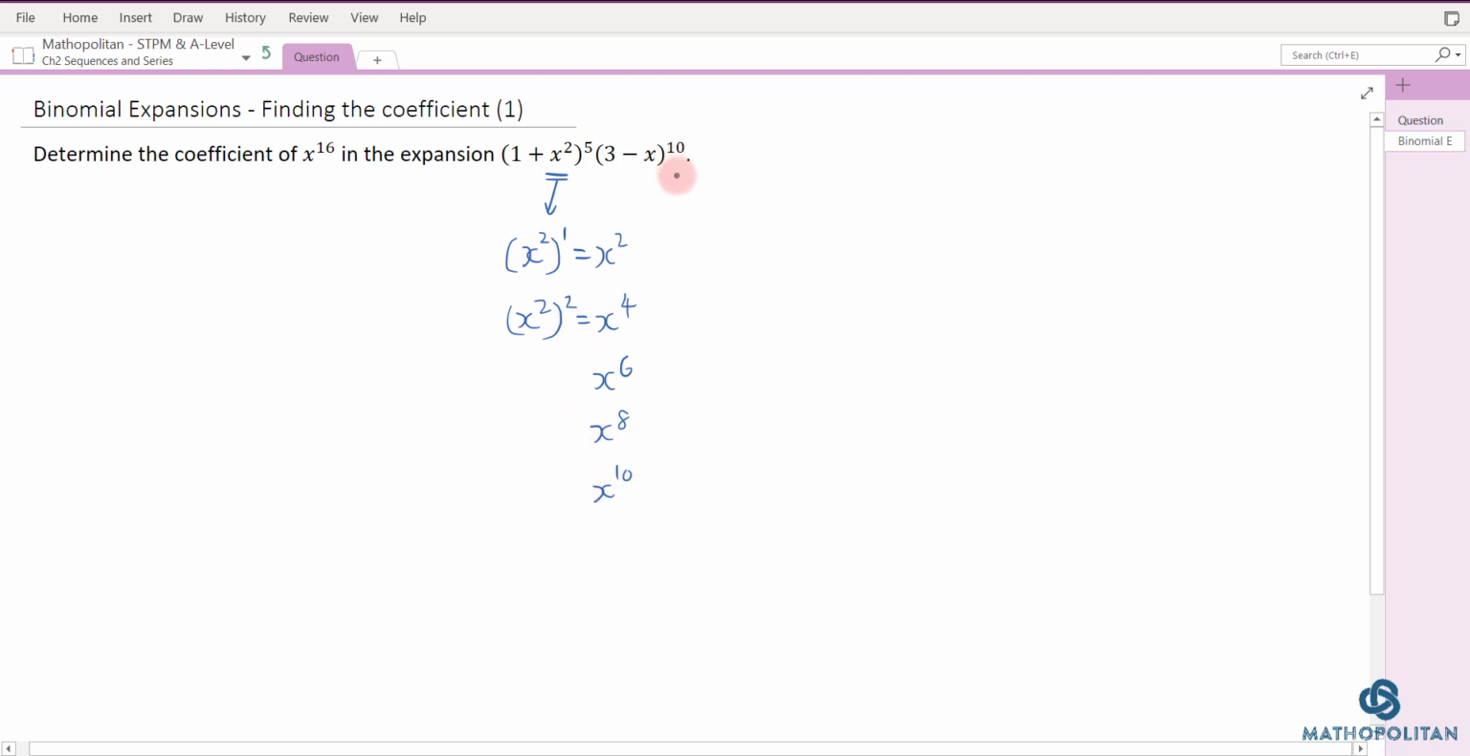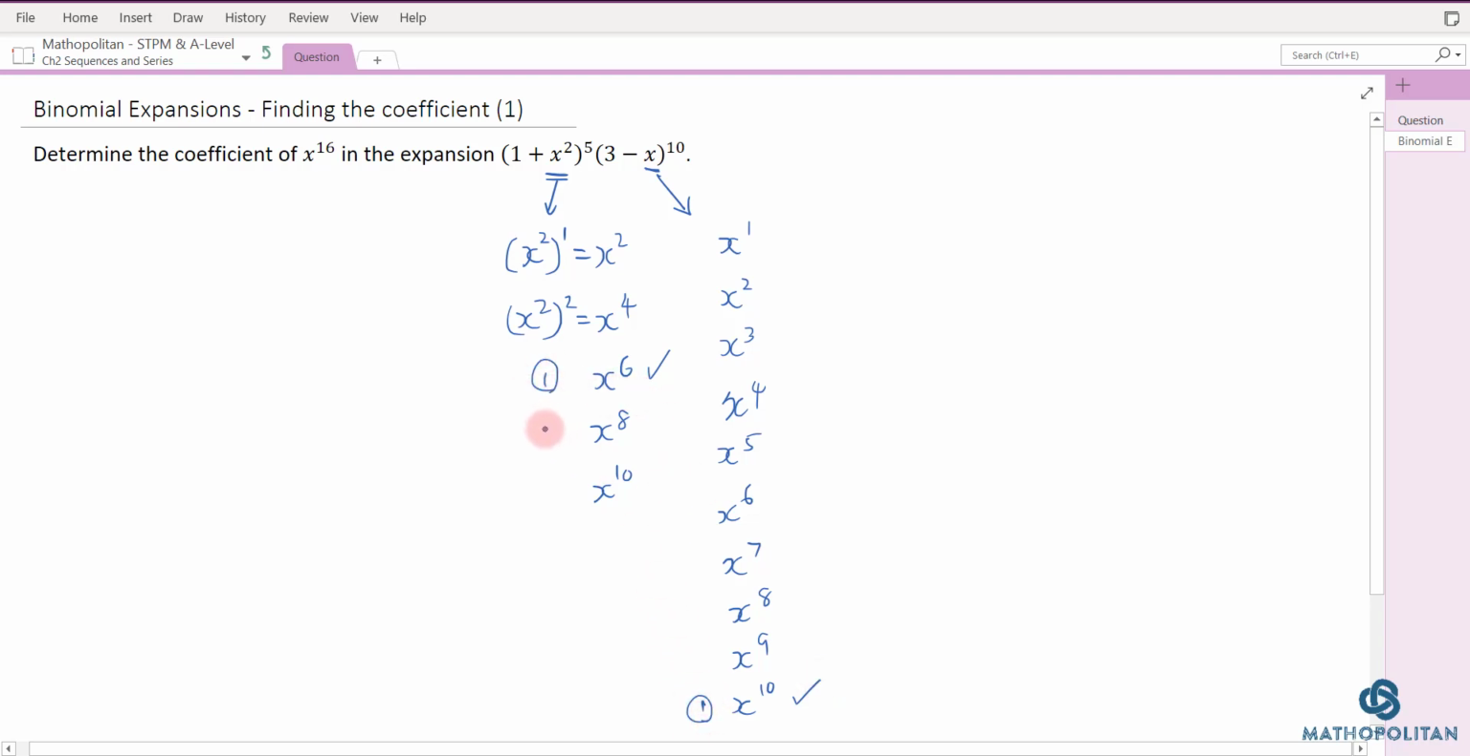And for (3 - x)^10, if you expand this, the terms in x would range from x to the power of 1, x^2, x^3, 4, 5, 6, 7, 8, 9, and 10. So if you multiply the terms in x here, we need a combination that gives x to the power of 16. If you have x^6, it has to be multiplied by x^10 to give x^16. That's the first combination.